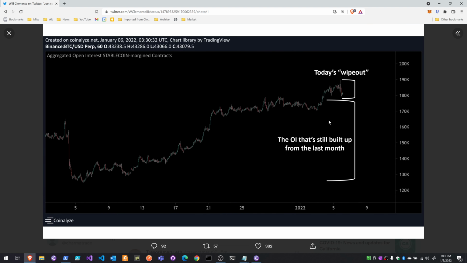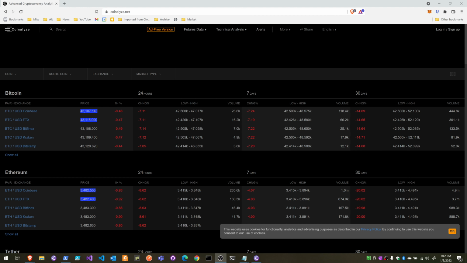Your first clue as to where he's getting this, and I really encourage you to stop and try to recreate this graph yourself, is that you can see here he's getting this from Coinalyze, and believe it or not, this is free. This is not something you have to pay for like Glassnode or anything like that. You can see here, created on coinalyze.net. So let's begin with that. All right, you guys, so here I've pulled up coinalyze.net.